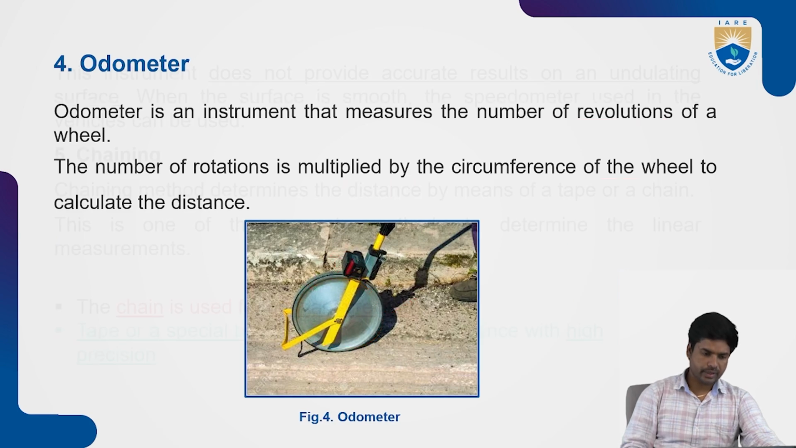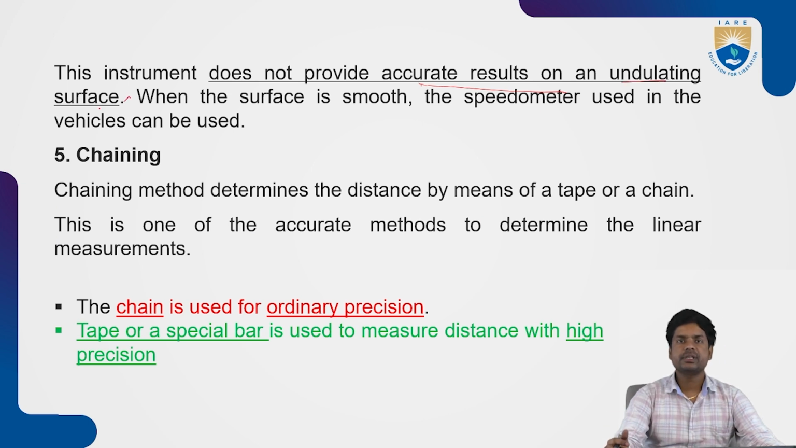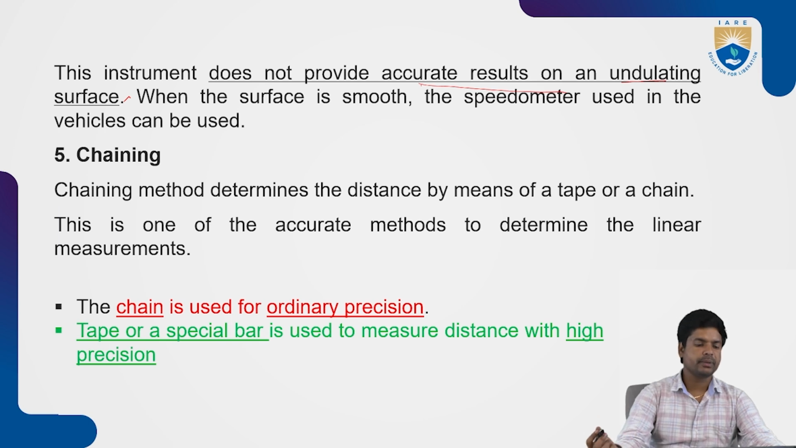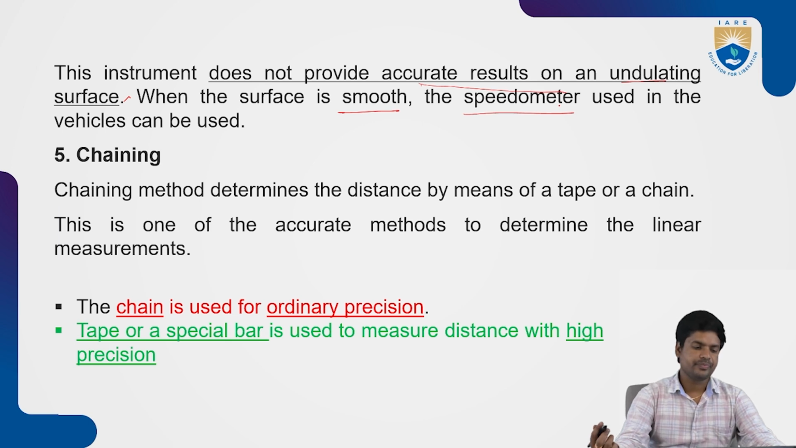Okay, next one, this instrument does not provide accurate results on an undulating surface. So if the surface is not flat, then this particular instrument, that is odometer wheel, is not going to give accurate results. Okay, you may get some errors in the measurements. So when the surface is smooth, okay, we can use it for measuring the distances.